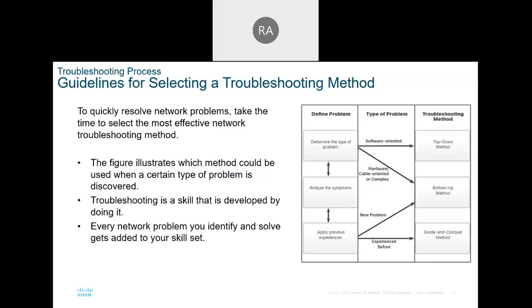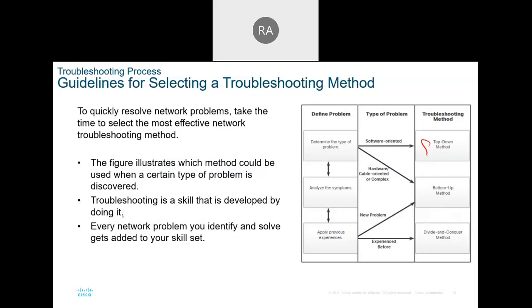So when you define the problem, you know the type of problem, then you'll be able to tell the troubleshooting method to go for. For instance, if you discover that the problem is software related, it is advisable you start from the top, because layer 7 has to do with applications. If you discover that it's hardware or cable oriented, you can start from bottom up, because layer 1 has to do with hardware, physical things. But if it is a new problem, you can do bottom up, or you can do divide and conquer. I'm going to talk more on divide and conquer, starting from layer 3. I'm going to illustrate to you how you are going to do all of this.